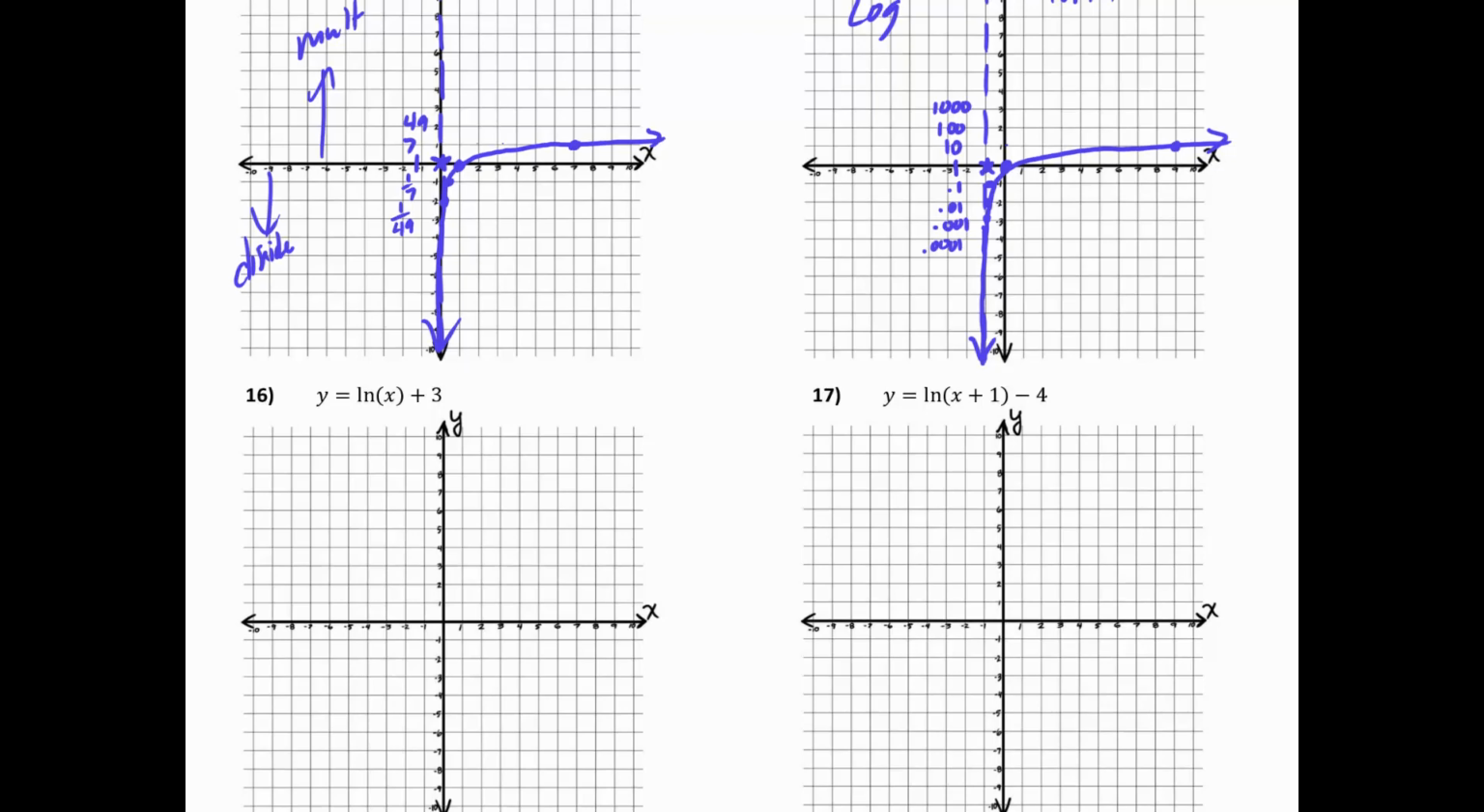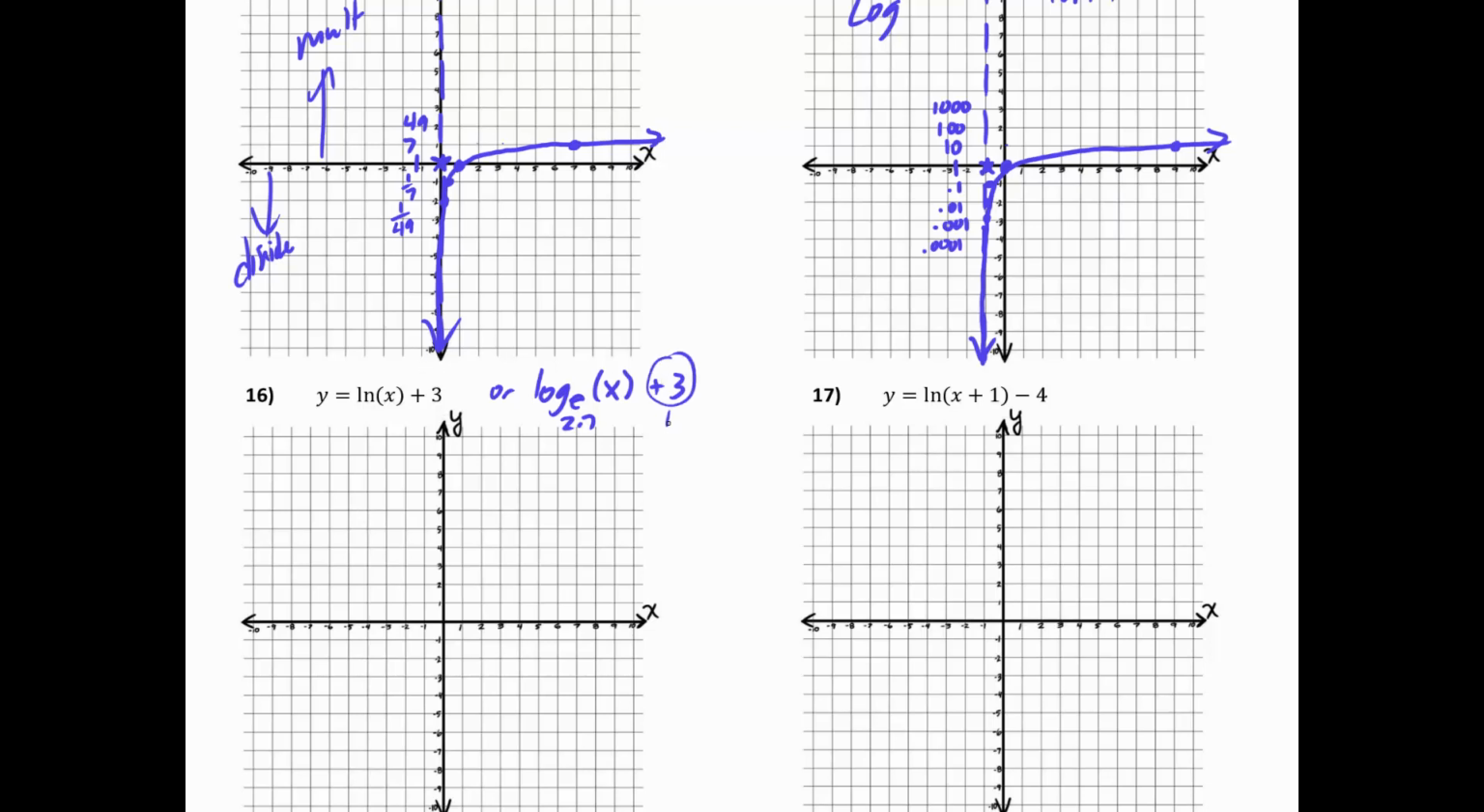So let's look at 16. 16 has ln. Oh boy, what in the world does that mean? You should be thinking in your mind that's basically log e, good old log e. Log e of x plus 3. Well, e is just 2.7. So we're multiplying by 2.7 and dividing by 2.7. That shouldn't be terribly hard. We just need a calculator.